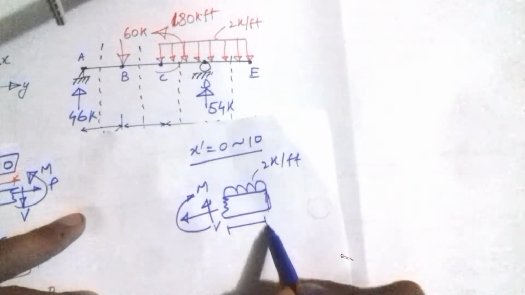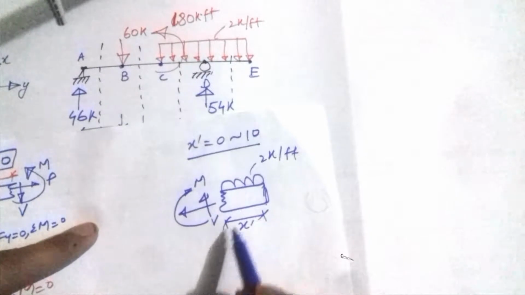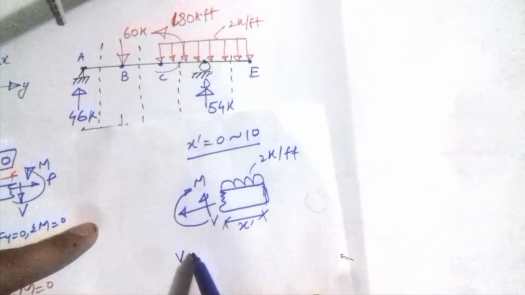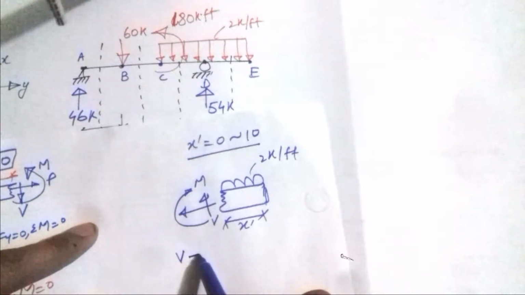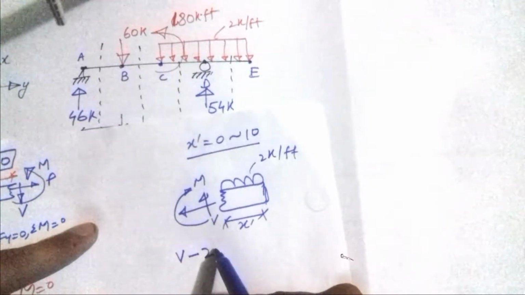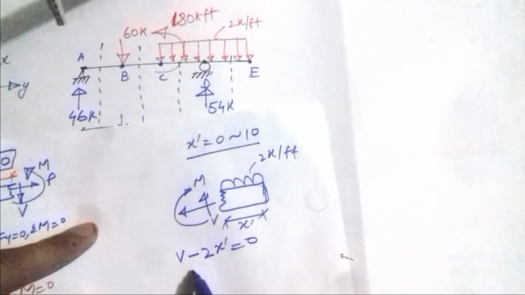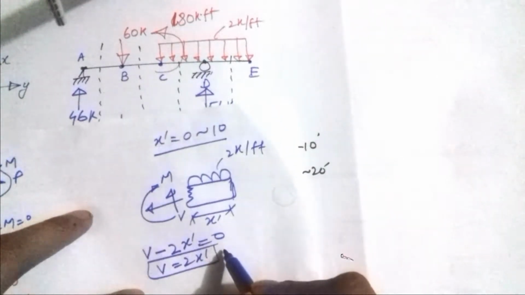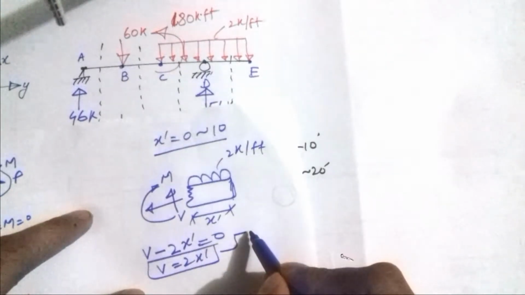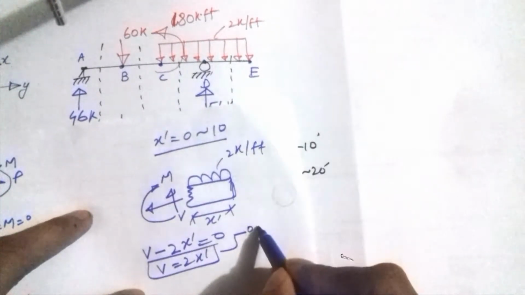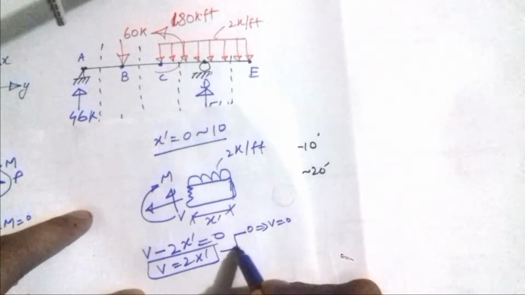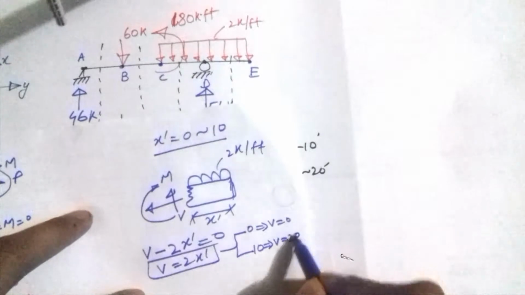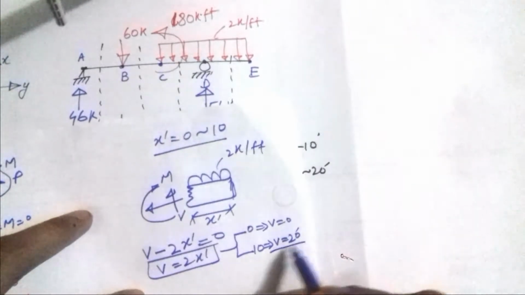So taking the value of x dash, when V is upward it is positive, so V is upward, and this is negative, so it will be downward: V minus 2 times x dash is equal to 0, so V is equal to 2x dash. This is the value. When x dash is 0, the shear force is 0, and when x dash is 10, the shear force would be 20.